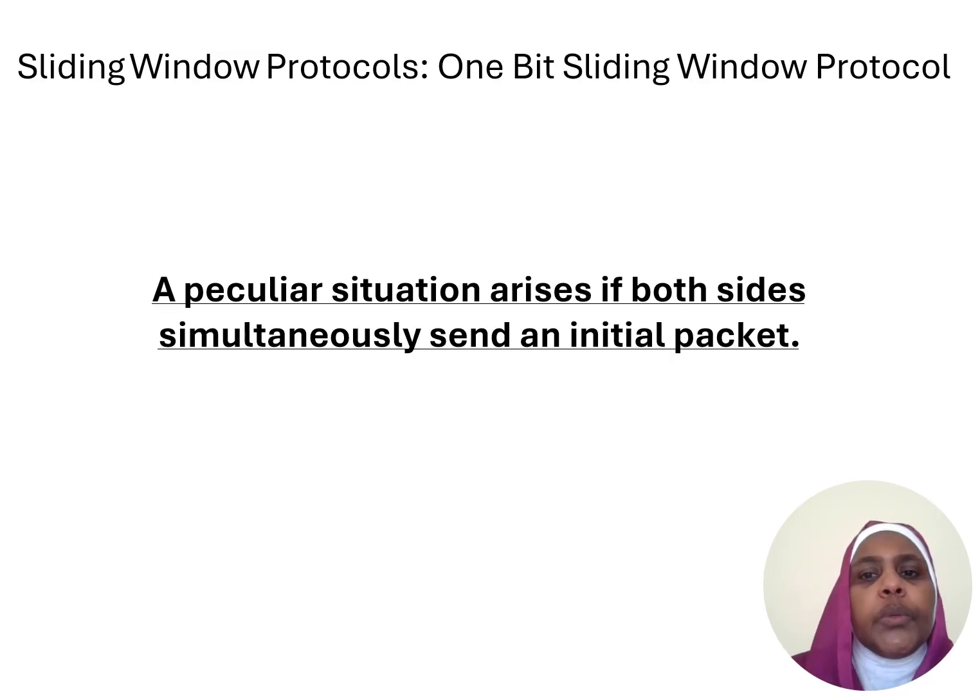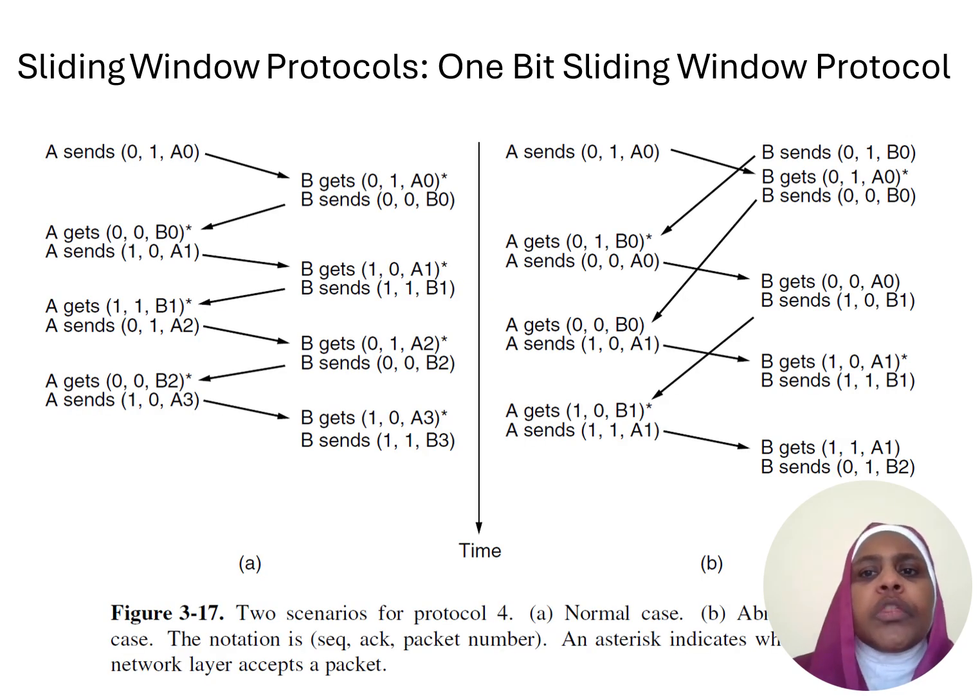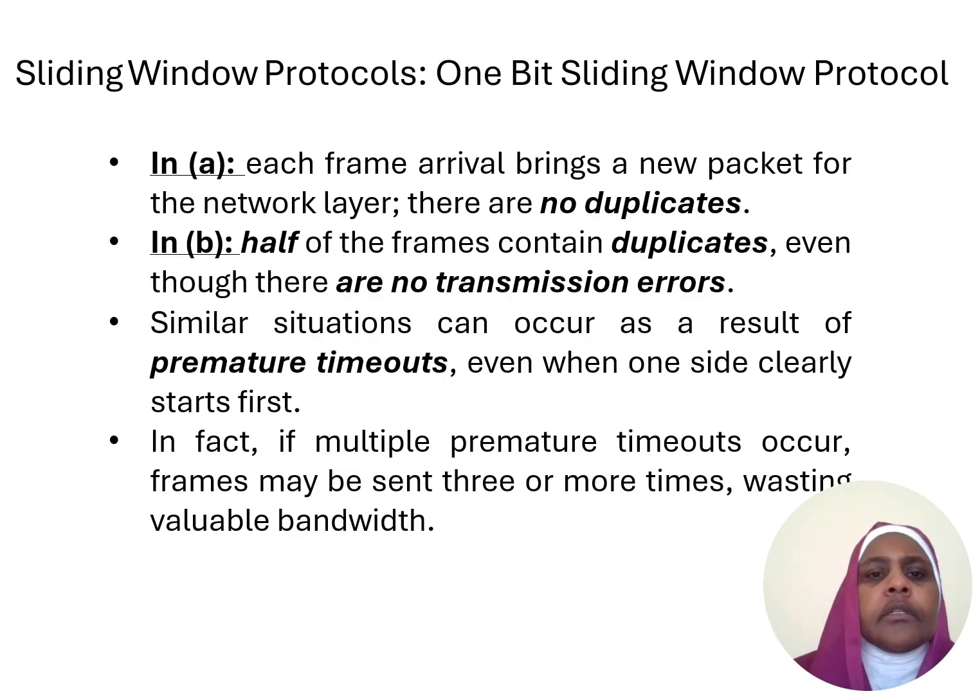Another particular situation arises when both sides simultaneously send initial frames. If both A and B send initial frames to each other and they crossed, this will cause multiple frames to be resent, although there are no transmission errors. In fact, half of the frames will be duplicates. This can happen also with premature timeouts.